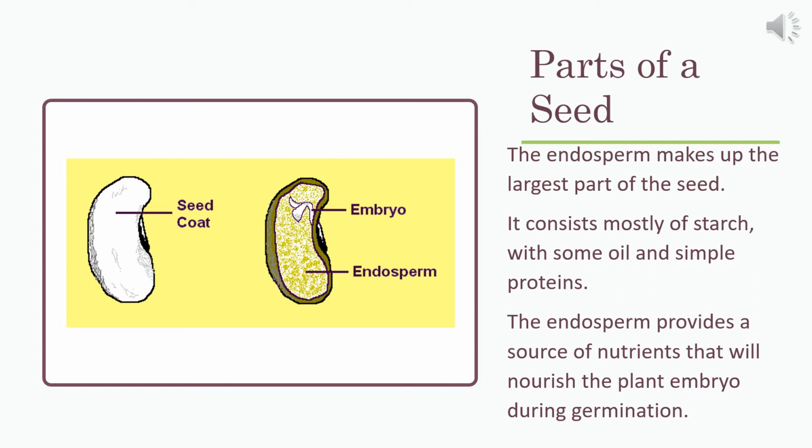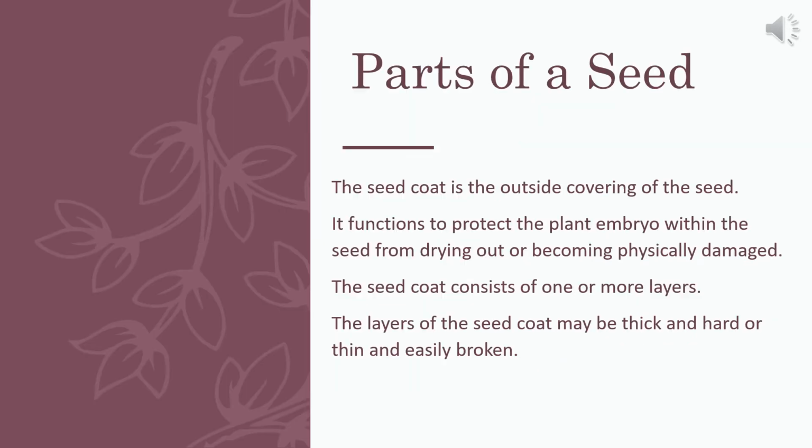Now, if we think about an example of an endosperm with the starch and the oil and the protein, a perfect example of that is our pumpkin seeds that we like to roast. Also, sunflower seeds, perfect example of the majority of that seed being a food source.